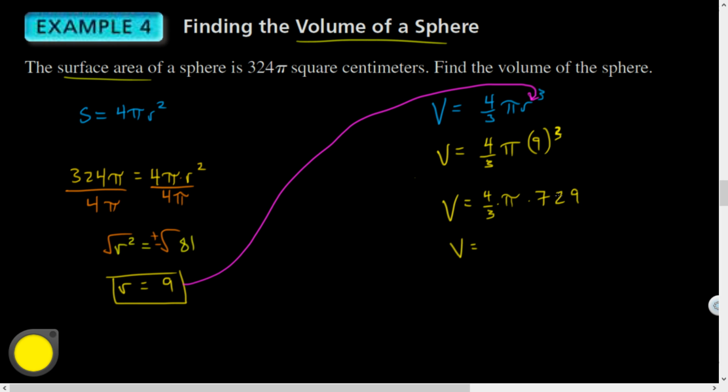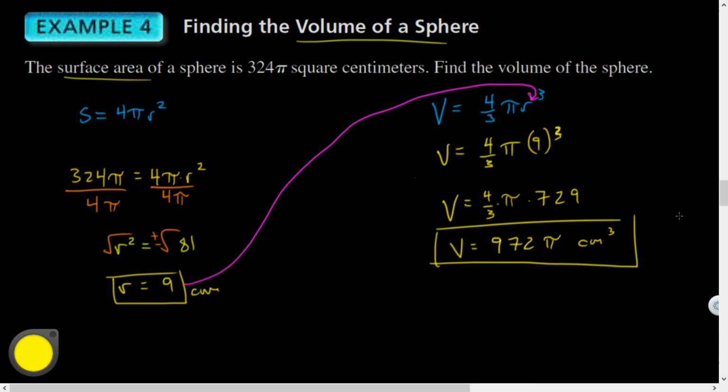All right, 729 divided by 3 is 243. Multiply that by 4. I get 972 pi. And that is my volume. If the radius was measured in centimeters, this is now measured in centimeters cubed. And I'll multiply that by pi, in case you want it in decimal approximation. 3053.628 centimeters cubed. I think I'll call it a day for that.